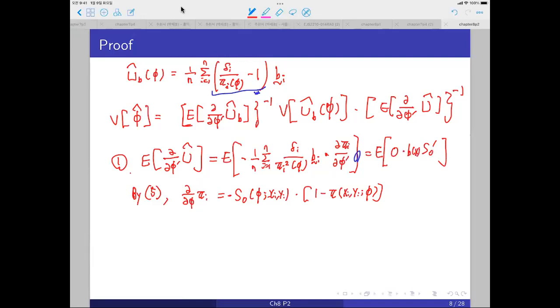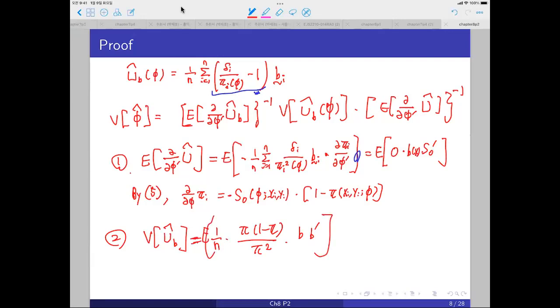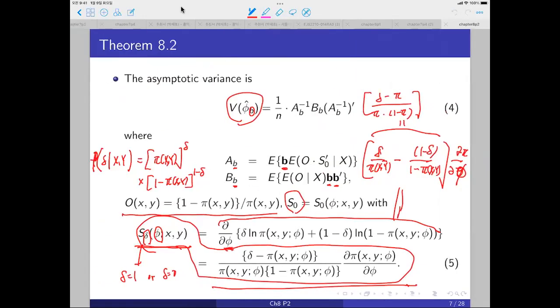That is the first one. For the second one, you compute the variance. This part is relatively easy. You have 1 over n times the variance of delta, which is pi times 1 minus pi squared, times the expectation of B prime. So that is essentially 1 over n times the expectation of O times B times B. So this is it, and that proves Theorem 2.8.